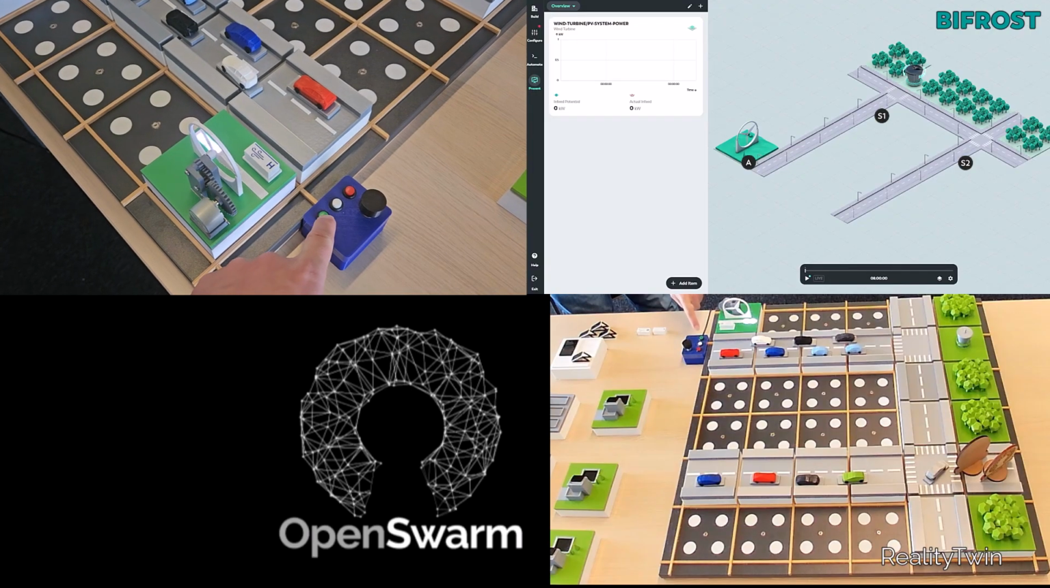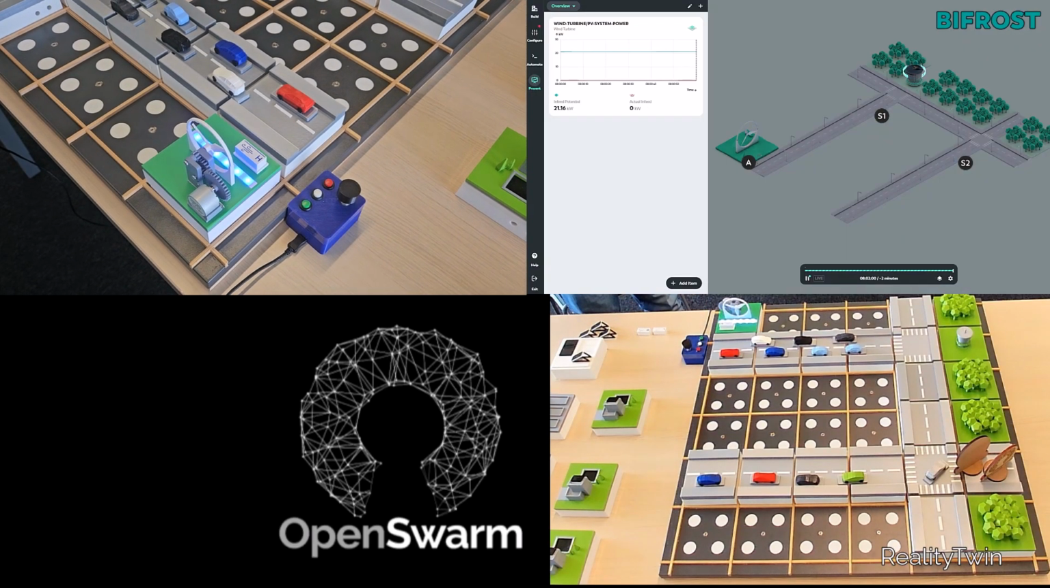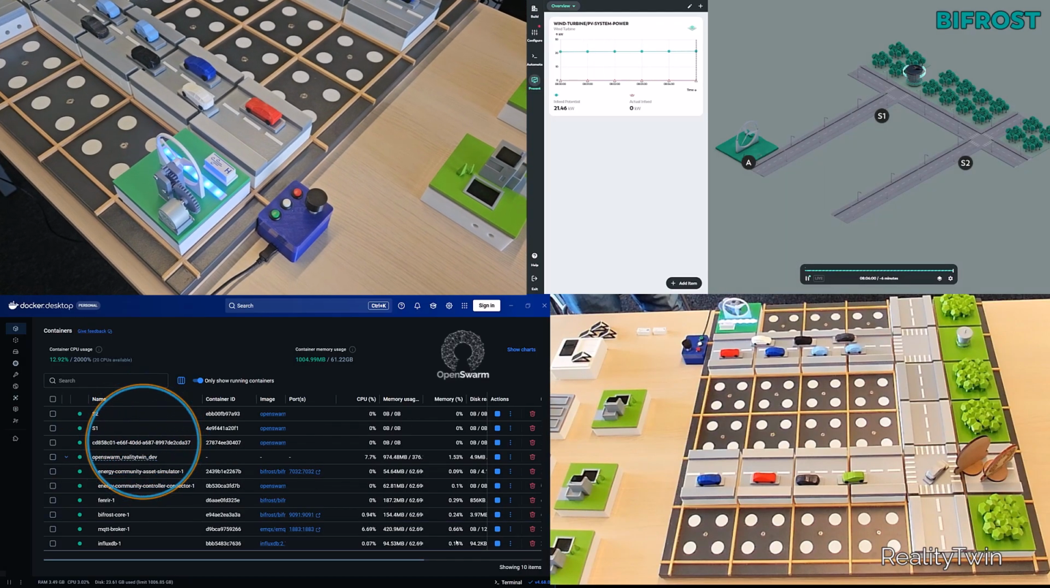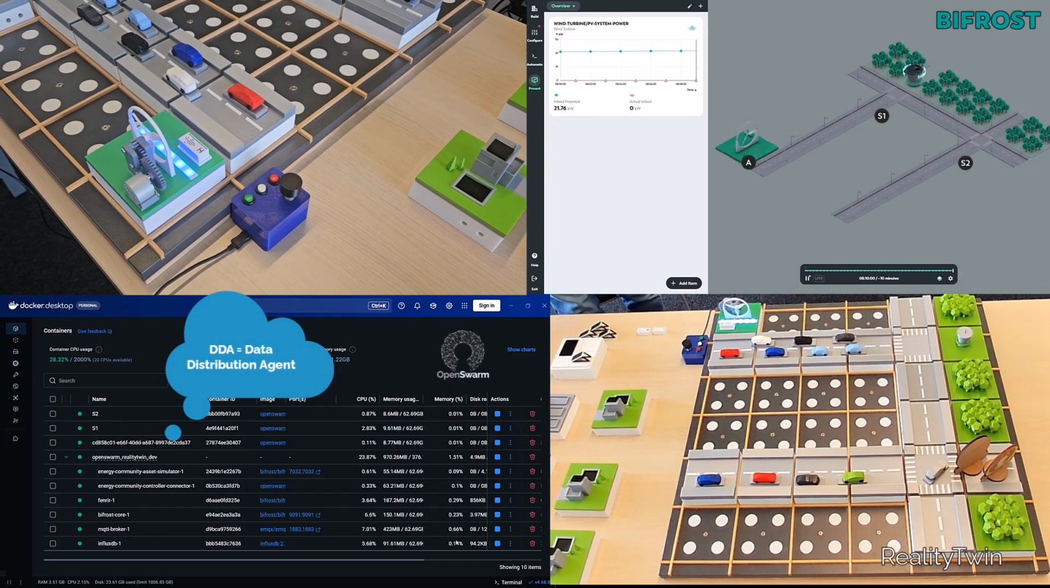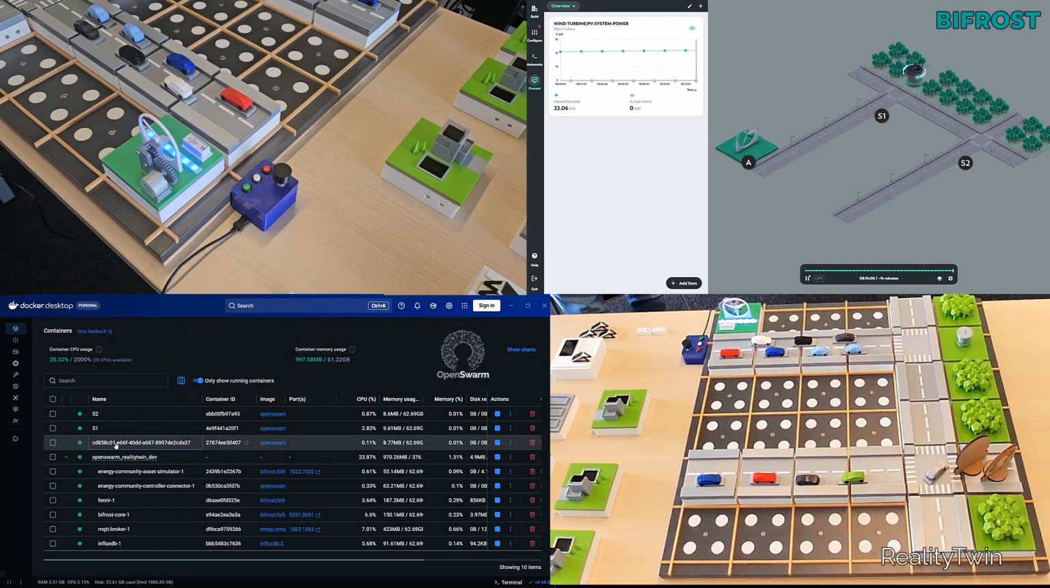When we now start again the simulation, we see a Docker container is spawned. This is a DDA agent which tries to find another one in his community. Let's have a look.